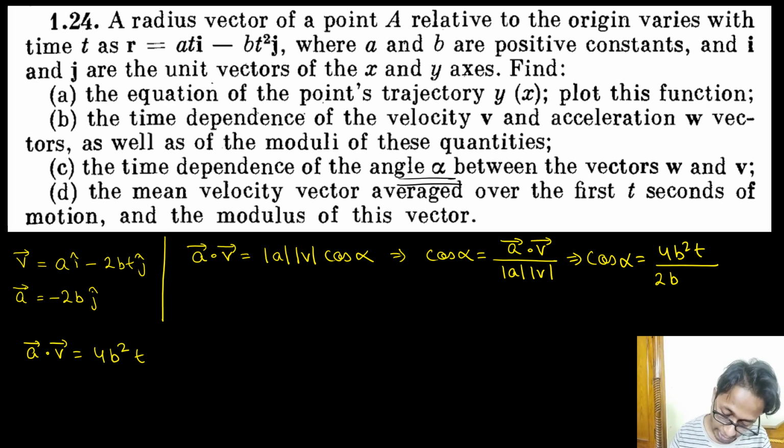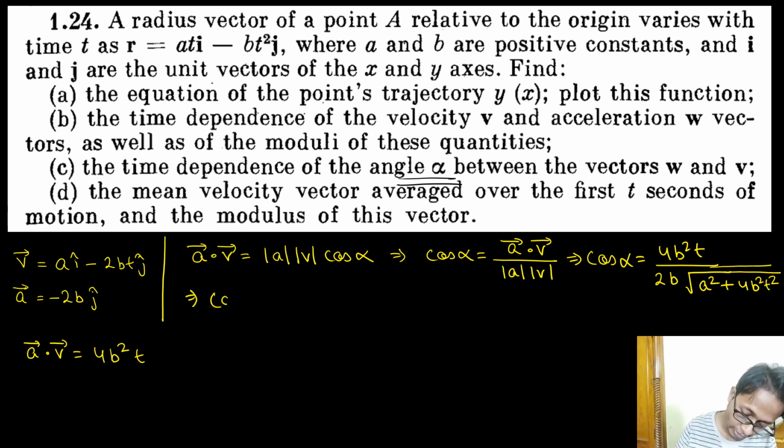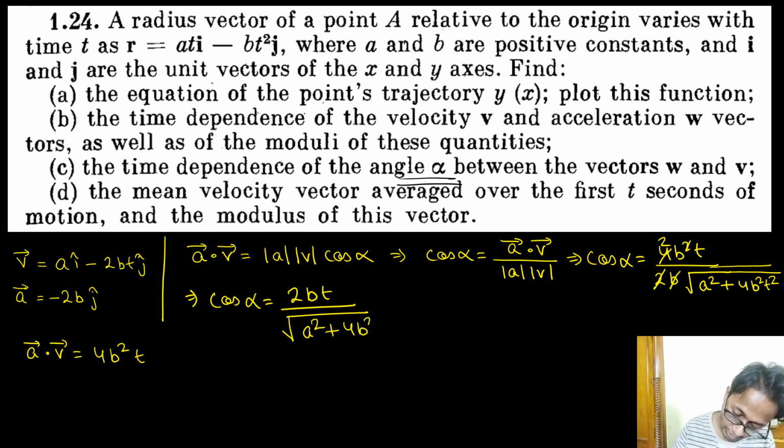What is the magnitude of V? Magnitude of V is nothing but under root of a square plus 4b square t square. So cos alpha is equal to 2b and b, 2 and 2 get cancelled. Cos alpha is equal to 2bt divided by under root of a square plus 4b square t square. This is our equation of alpha.